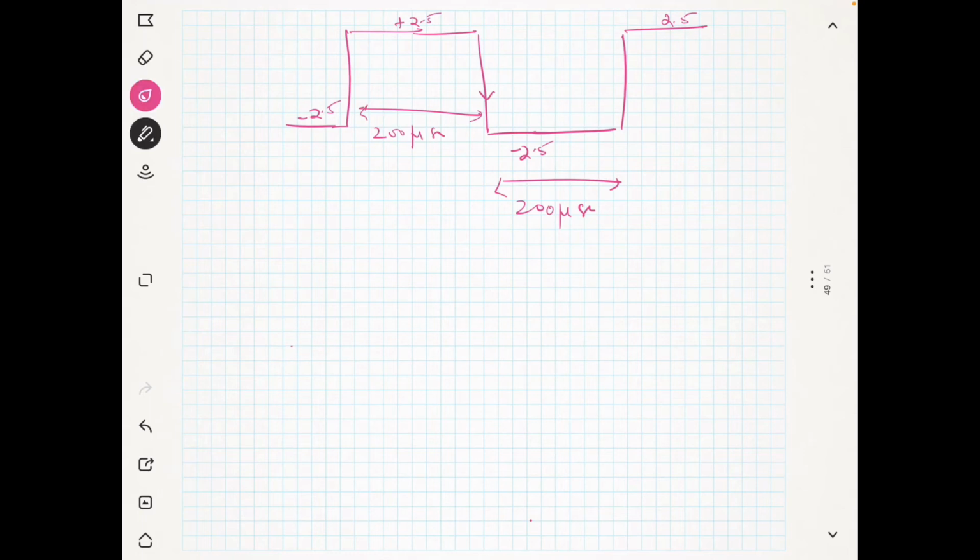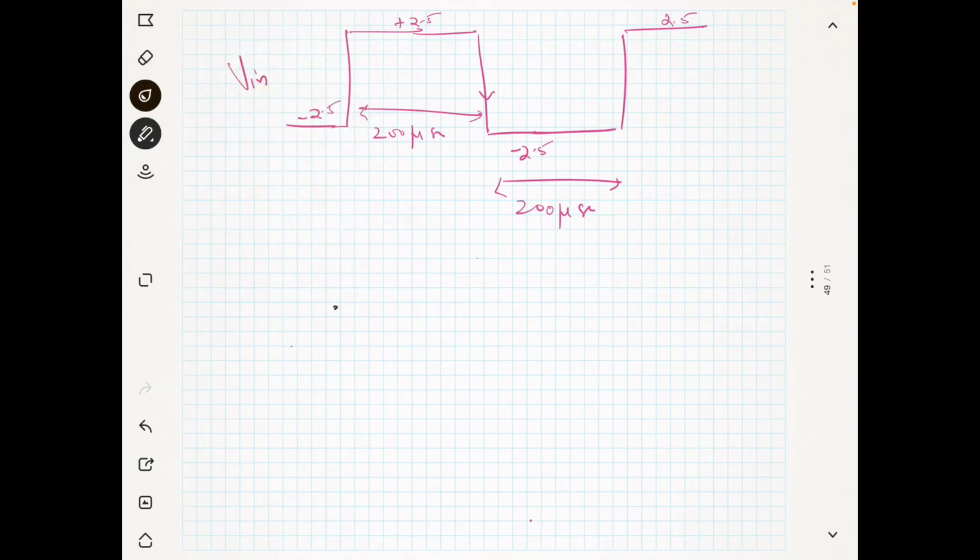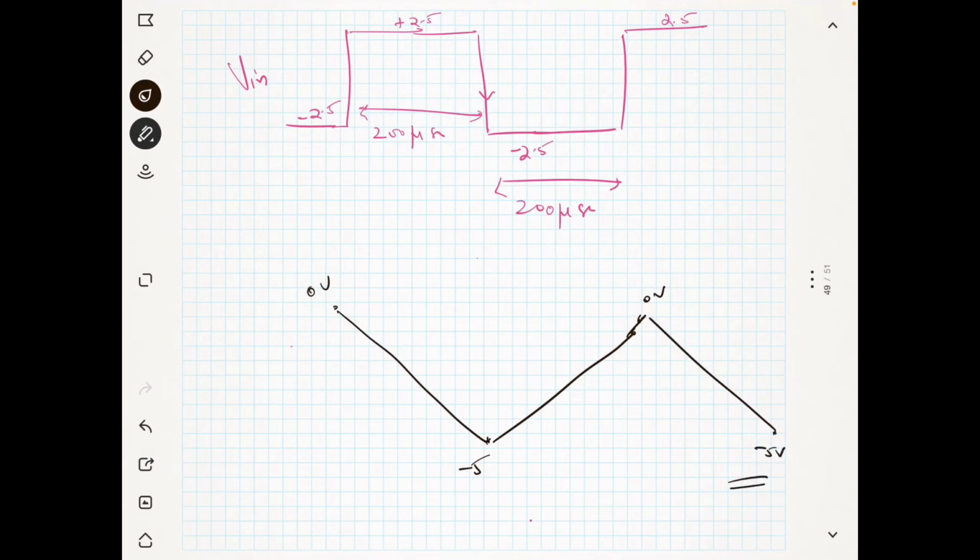So this is the input. My output will be going like this: start from 0 volt, goes down to minus 5, then again it goes to 0 volt, goes down to minus 5. So this is the output. Okay, I hope it is clear to you.